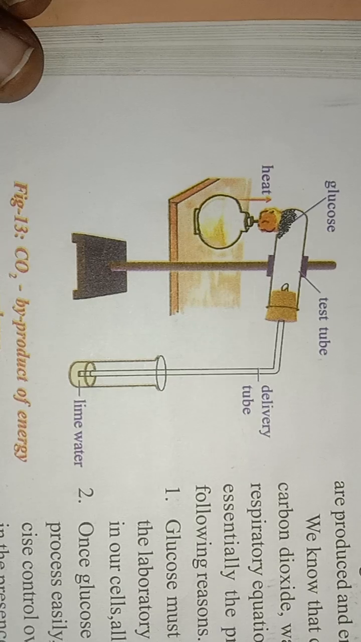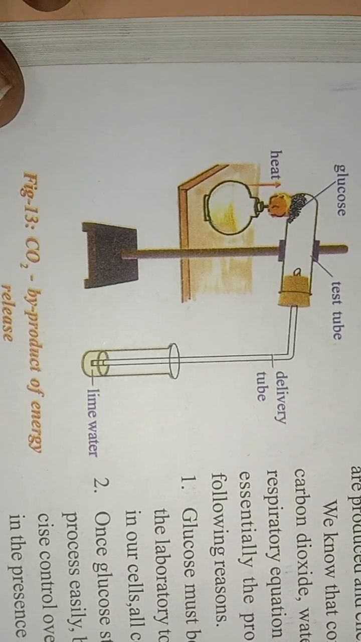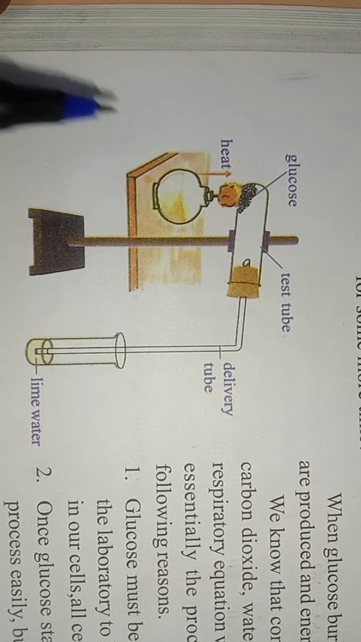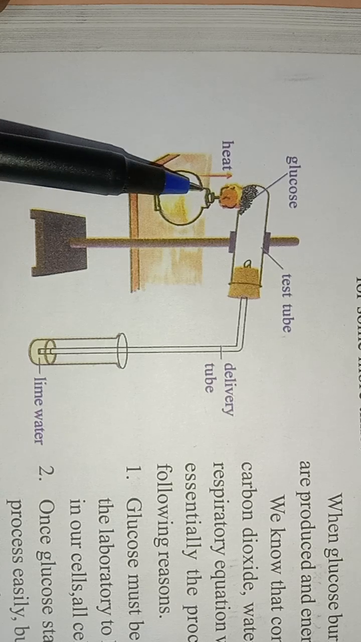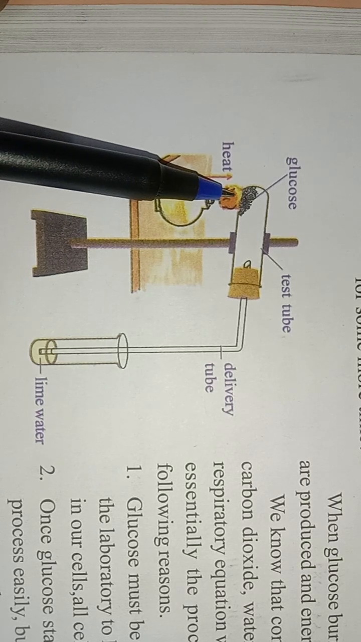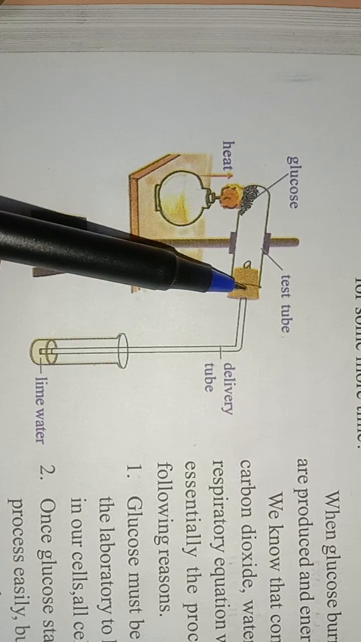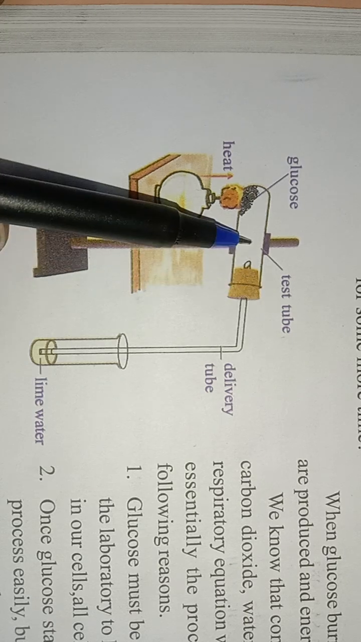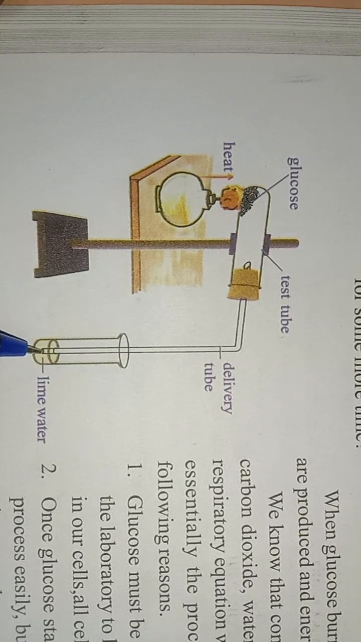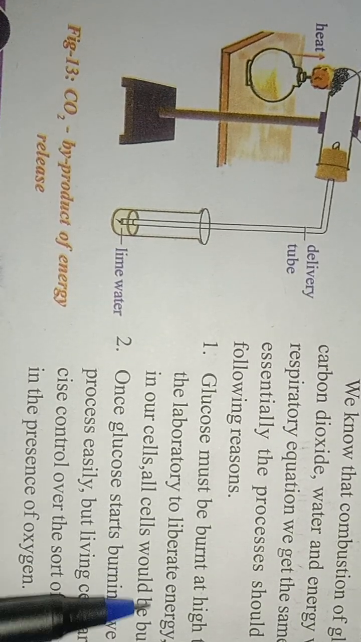So this is the last lab activity: CO2 as a byproduct of energy release. Whenever you are burning glucose, to burn this we need external heat energy. What it releases is carbon dioxide, and heat energy is also released from the glucose. The CO2 combines with lime water and turns it milky white. But glucose must be burnt at high temperature in the laboratory to liberate energy.